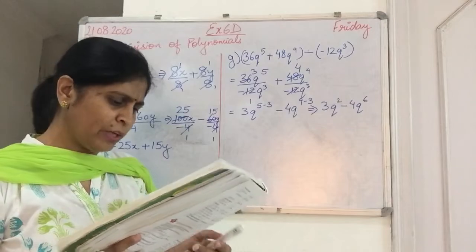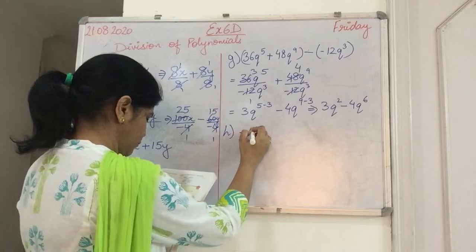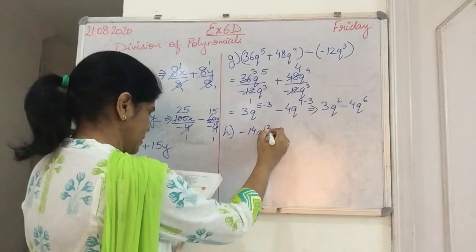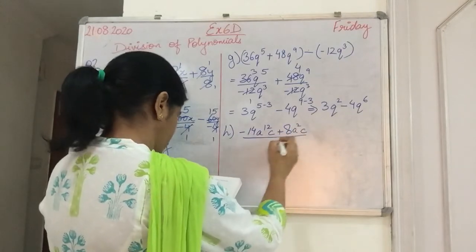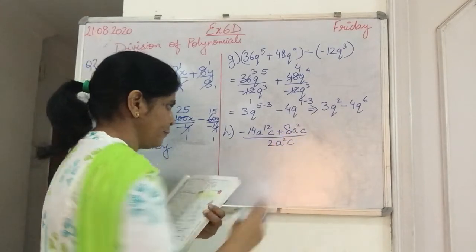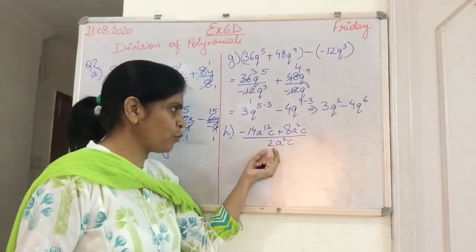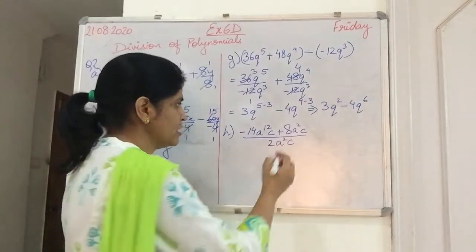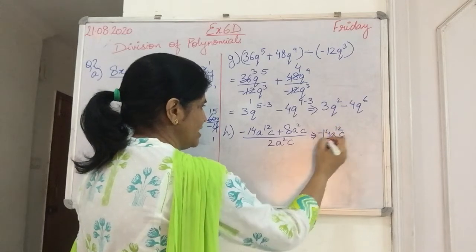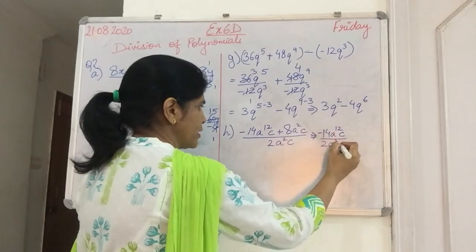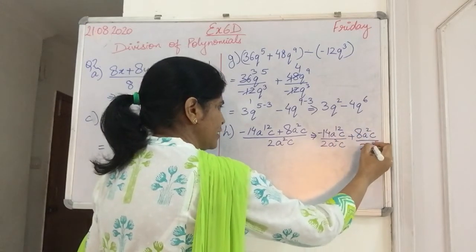Now I will do the H part. Minus 14a^12c plus 8a^2c upon 2a^2c. Now you will see that we have a monomial with a coefficient as well as variables. So the first step is we write separately: minus 14a^12c upon 2a^2c plus 8a^2c upon 2a^2c.